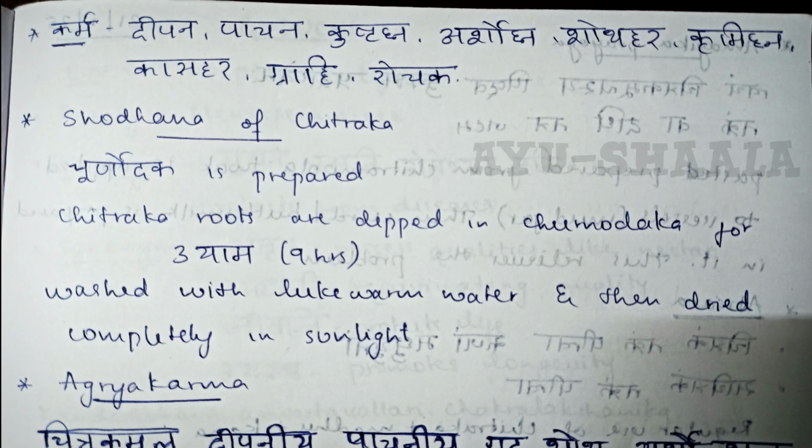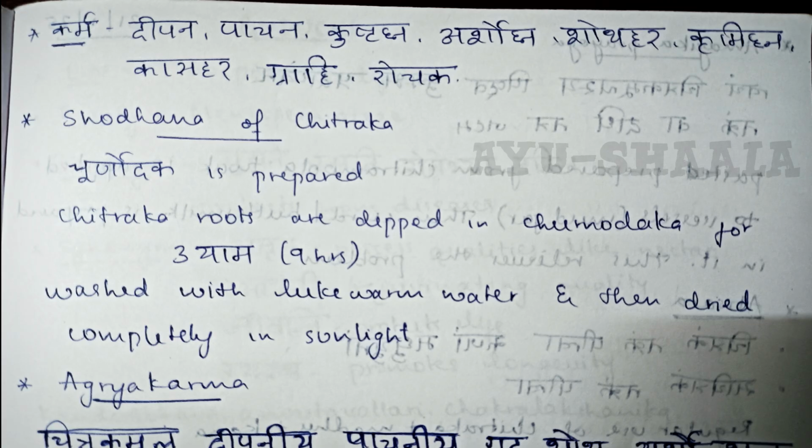And Grahi and Rochaka. In this Chitraka, we have another important point, that is Shodhana. Why? Because Chitraka is a Tikshna Dravya. For that we need Shodhana. As it is a Tikshna Dravya, we can't give it simply to the patients. It may cause other harmful effects also. For this it needs Shodhana. So its Shodhana is done like this.